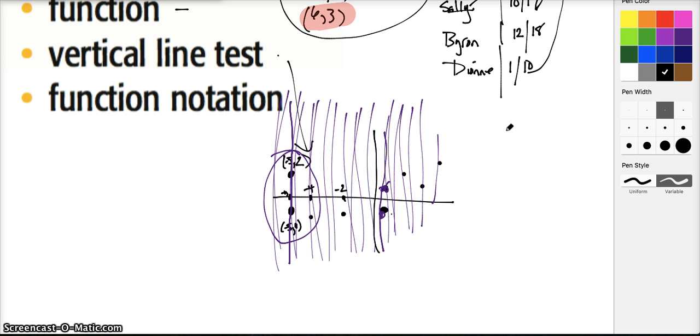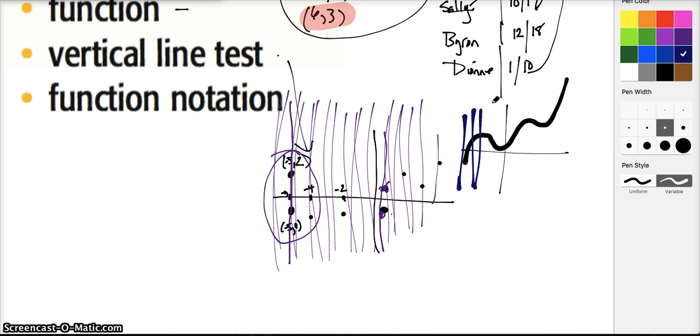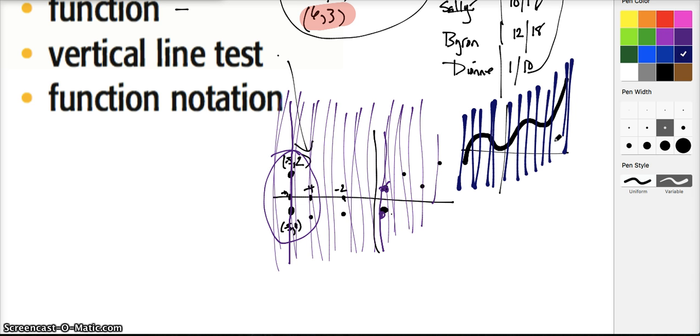Let me show you another quick example. Oftentimes it won't be scattered points like I drew. It might be a function like this, or it might be a relation like this. You might see a line drawn or some kind of wiggly graph like that. And if I draw vertical lines straight down, notice none of these lines hits the graph twice.